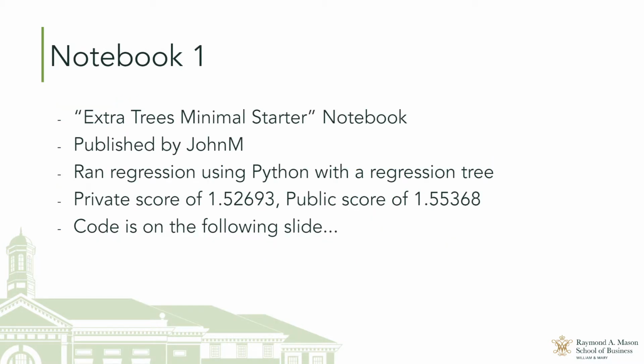Now we're going to take a look at two notebooks that helped us shape our own notebook. The first notebook we are going to look at is the Extra Trees Minimal Starter Notebook. It is coded in Python using a regression tree approach. It scored 1.5 in private leaderboard and a little higher in the public leaderboard.